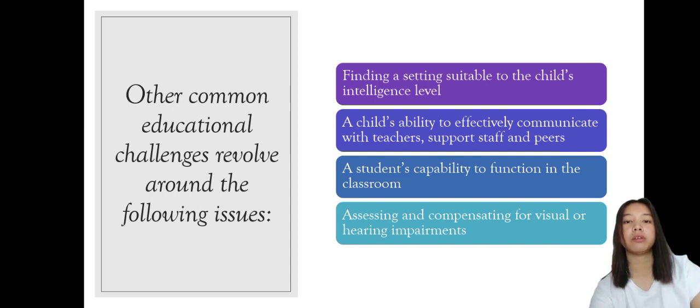Assessing and compensating for visual or hearing impairments. Assessing and compensating for visual and hearing impairments can be a complex task in an educational setting. Visual impairments refer to conditions that affect a student's ability to see, such as partial or total blindness, low vision, or color blindness. Hearing impairments, on the other hand, refer to difficulties in hearing or processing auditory information, ranging from mild to profound deafness. By addressing the educational challenges associated with visual or hearing impairments through appropriate assessments, accommodations, and assistive technologies, educational institutions can ensure that students with these impairments have equal access to education and opportunities for success.